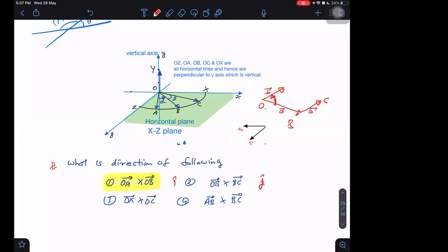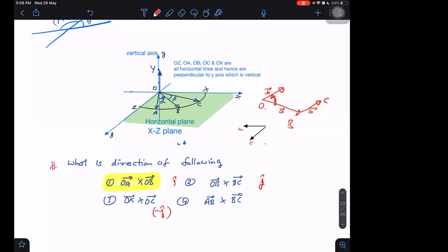Now let us observe the third one, OX cross OC. OX is this side, minus j cap, sir. OC is this side. When I was observing from the top, the angle was coming from this side to this side. But now I'm observing that the angle is coming from OX towards OC. If the angle is coming in this way, then it is a clockwise direction, which is minus j cap. Clockwise direction means it will be pointing downwards. So it is true, it will be along minus j cap.